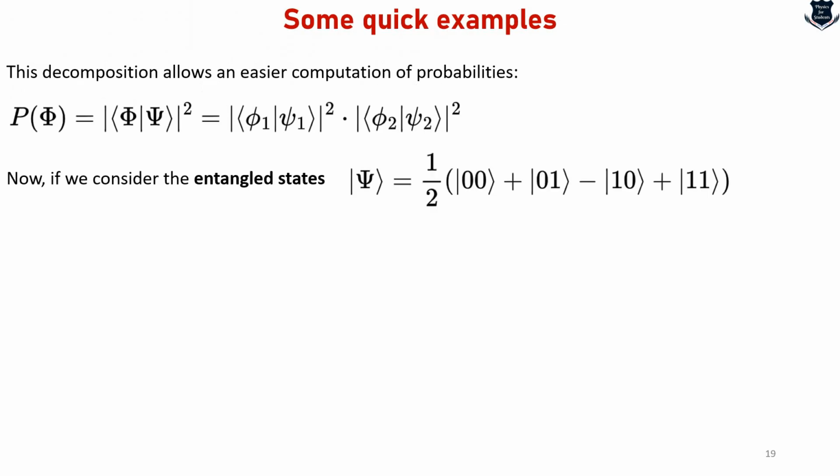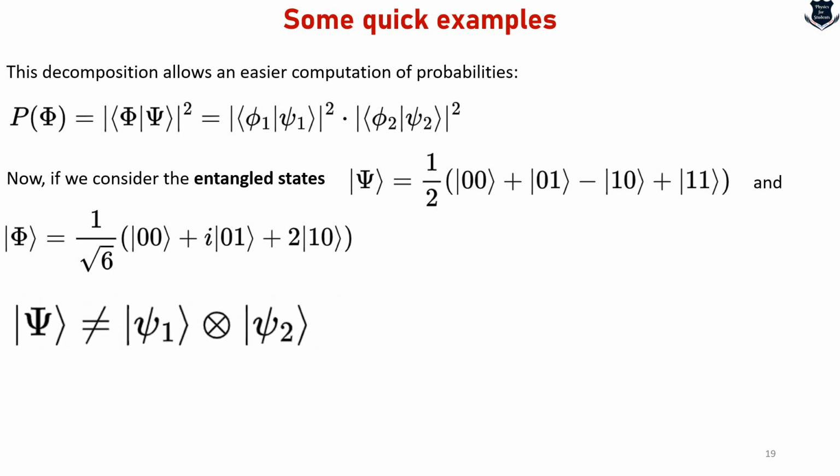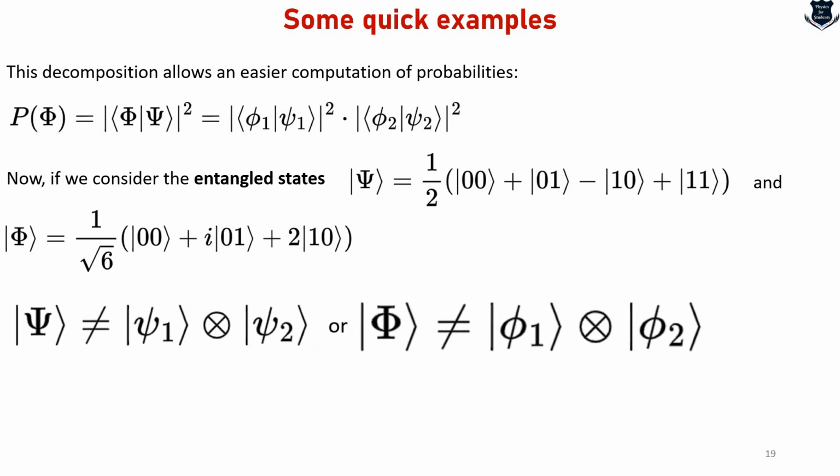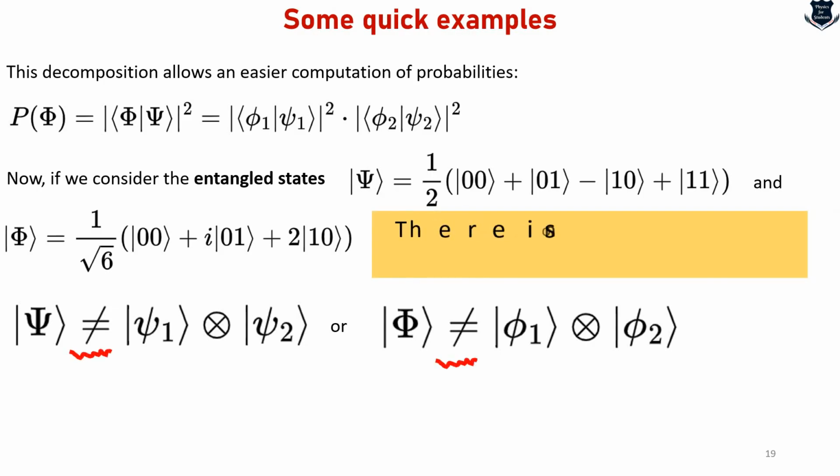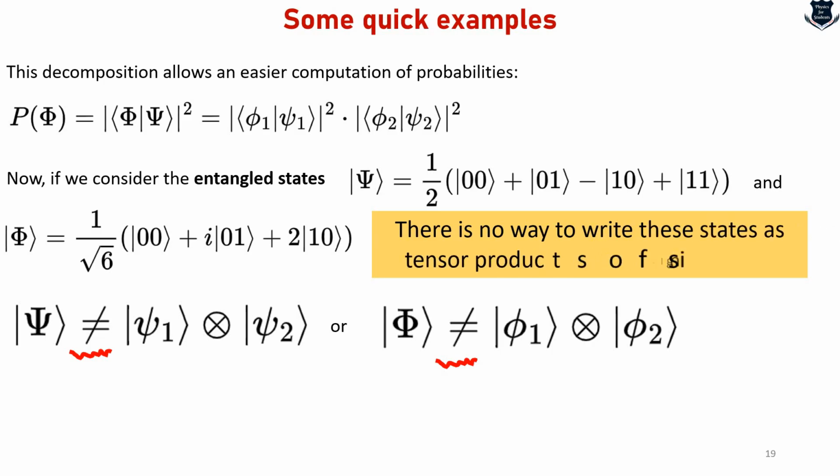Now, if we consider the entangled states, remember, this is not the entangled one, this one is the entangled. So from here, what we get is this one. And then we get this value, which is not equal to psi 1 tensor psi 2. Again, phi is also not equal to psi 1 tensor psi 2. That means these two not-equal statements say that there is no way to write these states as the tensor product of single qubit states. That means it is an entangled state if it is not equal to this.